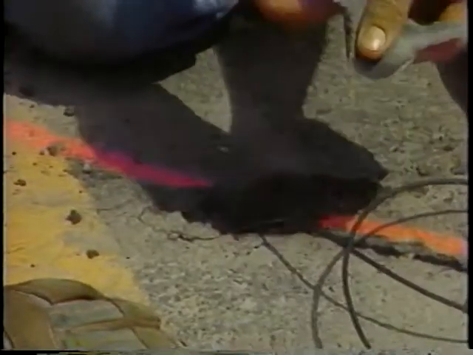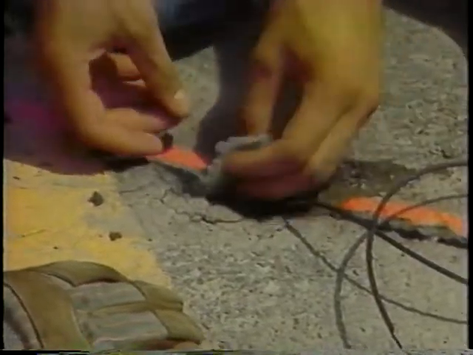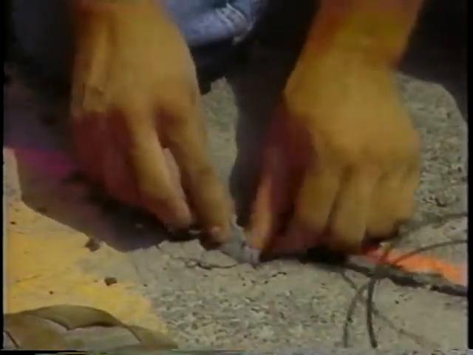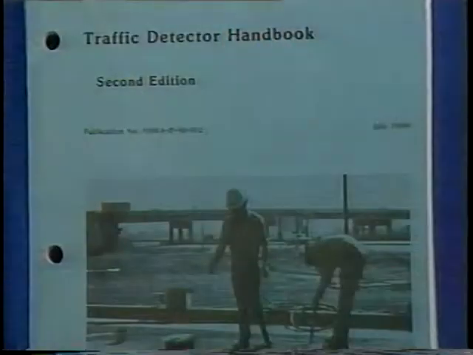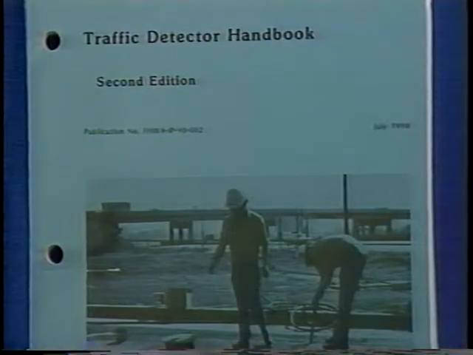Then place duct seal at the pavement end of the conduit to keep out saw-cut sealant and to facilitate any future maintenance on the wires. Refer to your handbook for other curb and shoulder crossing techniques.